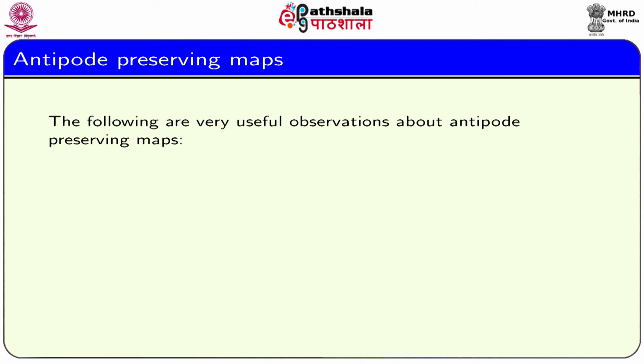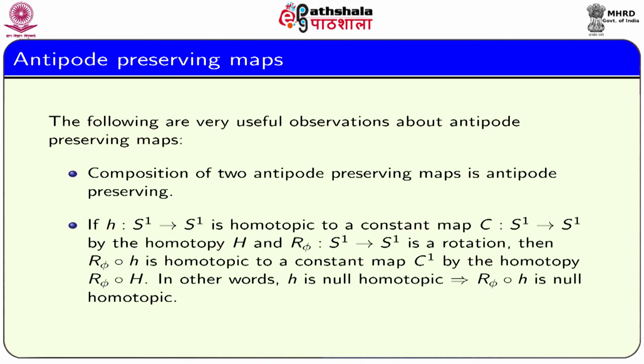Now, the following are very useful observations about antipode preserving maps. First is that the composition of two antipode preserving maps is again antipode preserving.